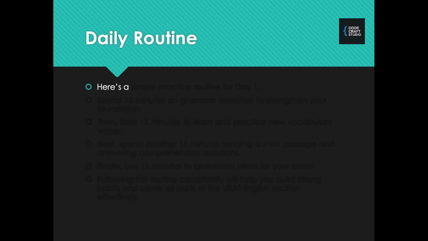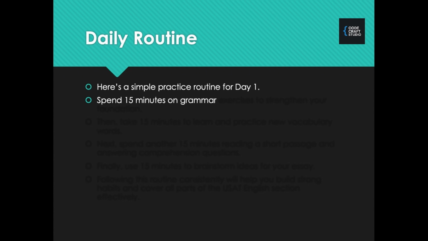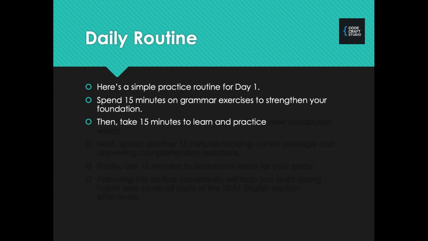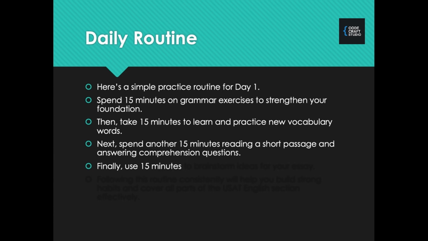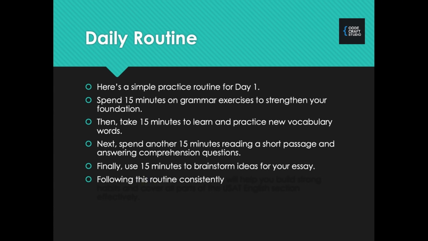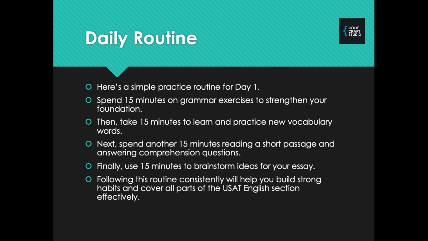Here's a simple practice routine for day 1. Spend 15 minutes on grammar exercises to strengthen your foundation. Then, take 15 minutes to learn and practice new vocabulary words. Next, spend another 15 minutes reading a short passage and answering comprehension questions. Finally, use 15 minutes to brainstorm ideas for your essay. Following this routine consistently will help you build strong habits and cover all parts of the USAT English section effectively.